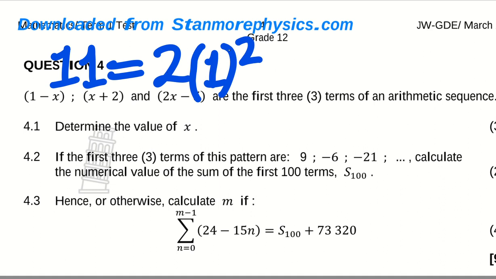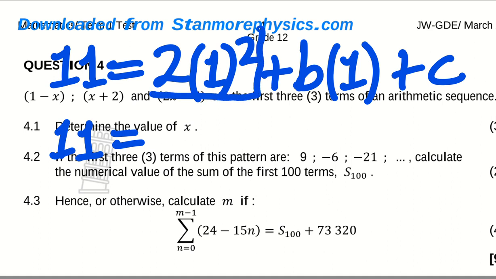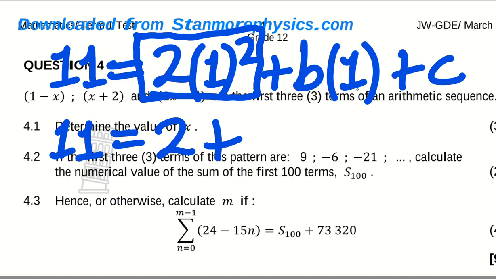So it's going to be 2 times 1 squared. Instead of n squared, you write 1 squared, then plus b, then it's bn, so we have another n again. I'm going to put 1 again, then plus c. So it's going to be 11 equals 2 times 1 squared. If you put this on the calculator the way it is, 1 squared is 1, then times 2, it will just be 2. Then plus b times 1. b times 1 will just be b, because any number times 1 remains exactly as it is.